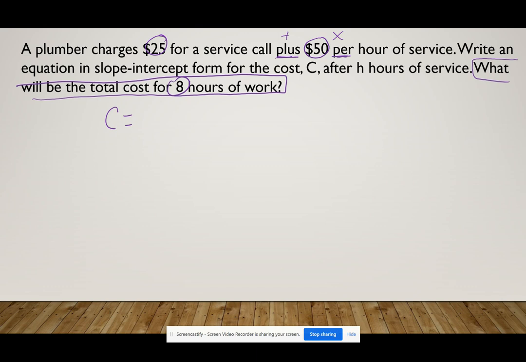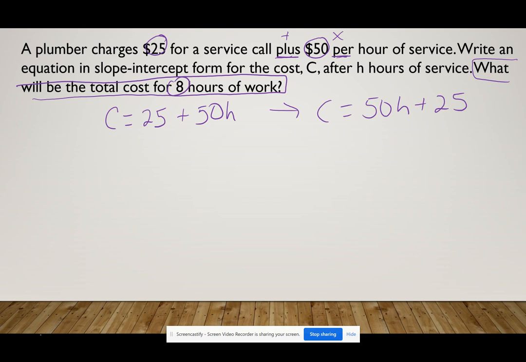how much does the plumber charge for his service call? He charges $25 plus his $50 per hour. So I'm going to multiply that by H. Now I'll tell you, there are 2 different ways you can write this. You can also flip-flop it and say C equals 50H plus 25. It's the same thing. Okay, and this is still slope-intercept form. Like I said, they replaced Y with C and X with H.